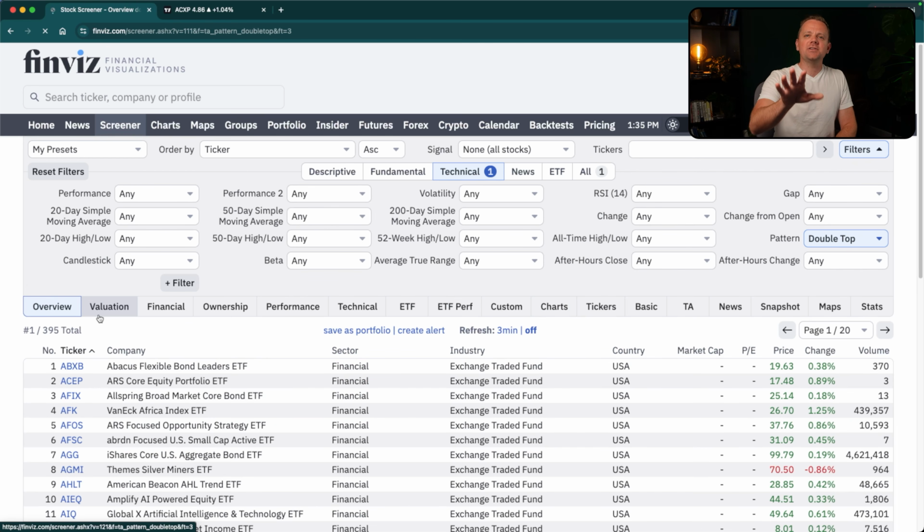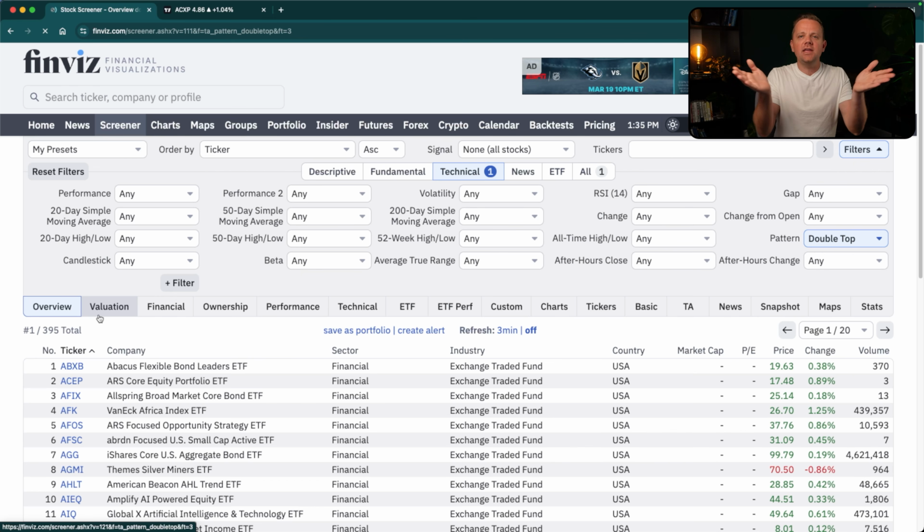Now, I can layer additional filters on top of this: volume requirements, price range, or moving averages. And you can narrow down a universe of thousands of stocks to just a handful that are actually worth your attention. So this feature alone can save you hours of manual chart scanning every single week just by tracking these patterns in this dropdown.